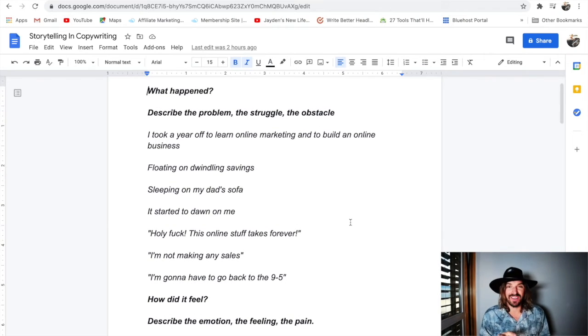And remember, you can use this story structure in any niche. Any niche that you're in. It doesn't have to be digital marketing. Whatever products you're in, whatever niche you're in, use this storytelling structure.